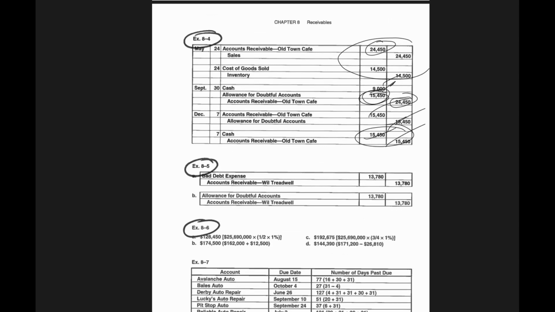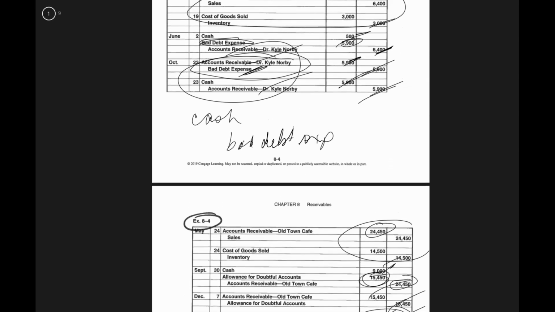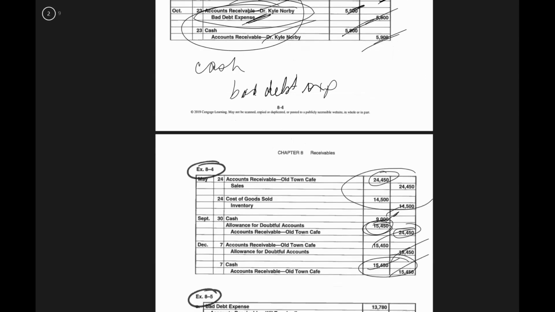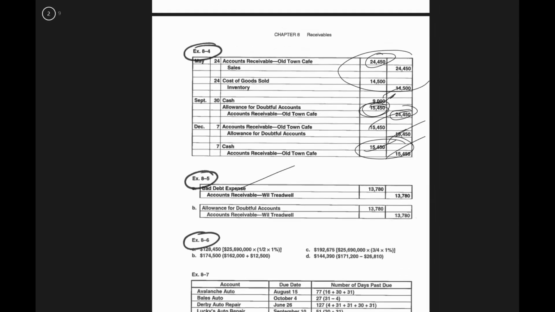Number 5, entries to write off accounts receivable. Creative Solutions, a computer consulting firm, has decided to write off $13,780 owed by a customer. Journalize the entry to record the write-off using the direct write-off and the allowance method. Well, just like we did in number 3, bad debts expense, credit AR. That's the direct write-off, straight to expense.